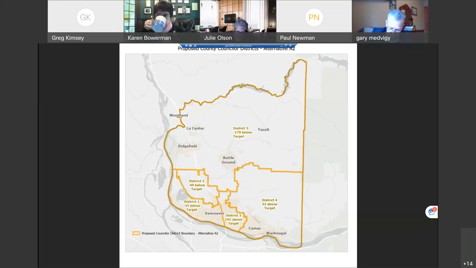You see some numbers of, District 3 is 191 above, District 4 is 53 above target. Those are great population numbers in terms of reaching a balance to their ideal population.